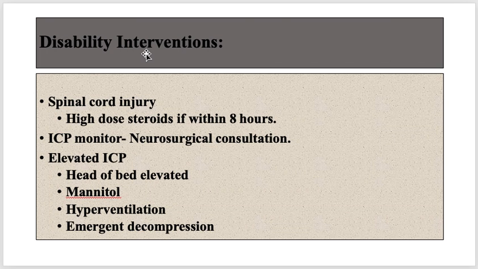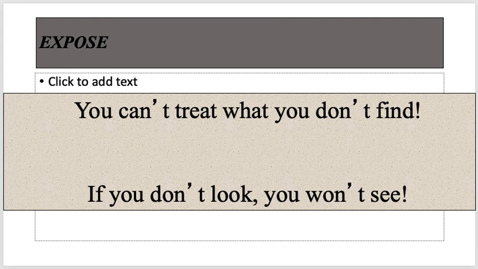Of course, when we check disability, the disability can be due to spinal cord injury or increased intracranial pressure. Okay, so these are the interventions which we can do. And after that, of course, E for expose. So remember, when you don't see, you don't know. That's why exposure is very important.